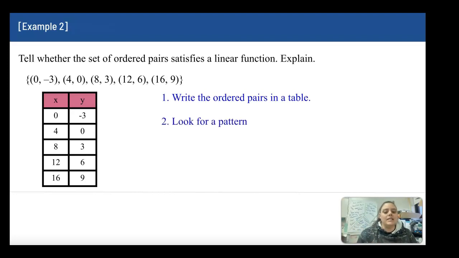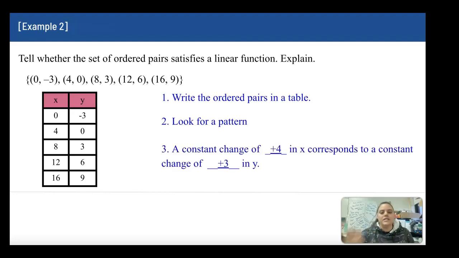I can then easily see and look for the pattern, 0 to 4, 4 to 8, 8 to 12, that's increasing by 4. On the y side, -3 to 0 to 3 to 6, that's increasing by 3. So here we have a constant change of adding 4 in x, corresponding to a constant change of adding 3 in y. That's how I know that these points satisfy a linear function without needing to graph it.